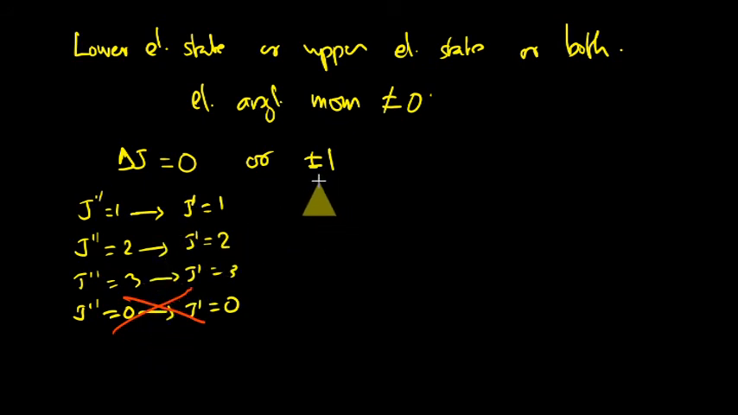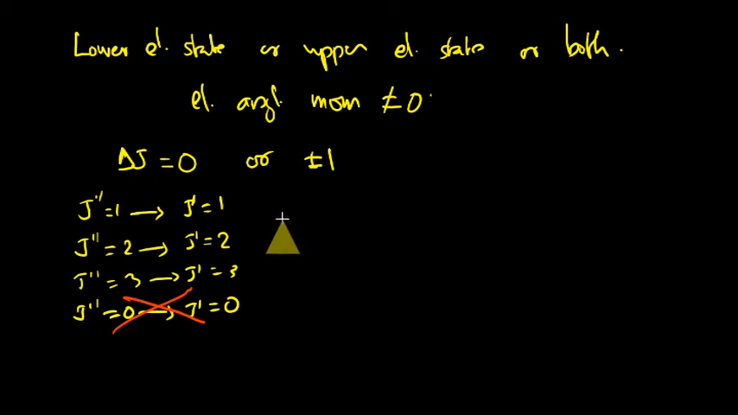The next one is delta J is equal to plus or minus 1. You know the types of transitions of delta J is equal to plus 1 and delta J is equal to minus 1. It is 0 to 1, 1 to 2, 3 to 4, 4 to 5, etc. Or 1 to 0, 2 to 1, 3 to 2, 4 to 3, etc. Then it is delta J is equal to minus 1. So these are the selection rules.